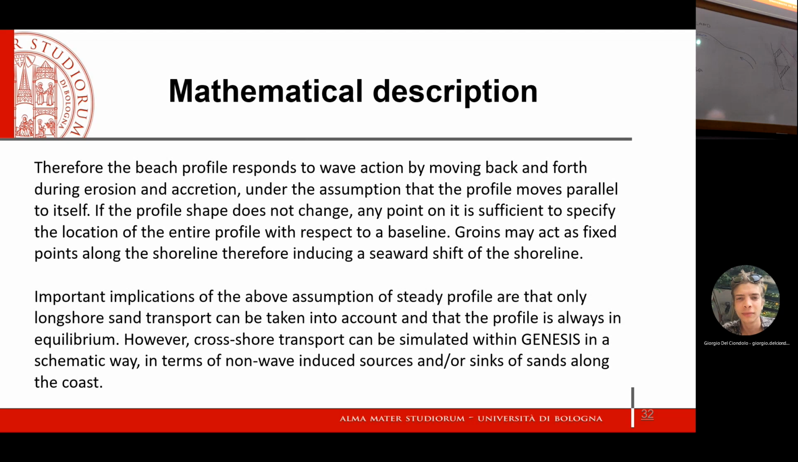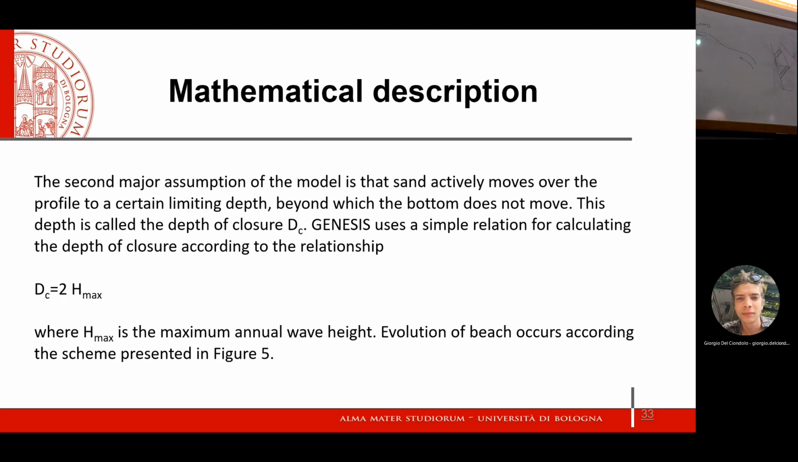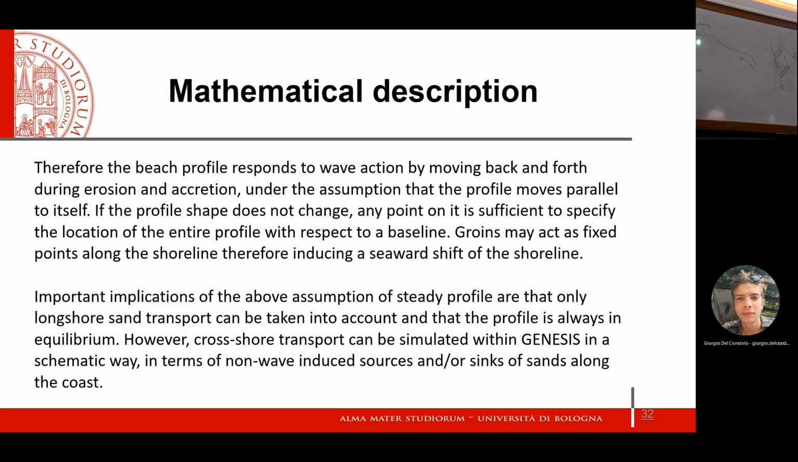So I think we already discussed some assumptions of Genesis. One assumption of Genesis is still that the beach profile is unchanged. Okay, so it can move back and forth. We already discussed it. It's the one-line assumption. It's called the one-line assumption, and it's adopted by Genesis.